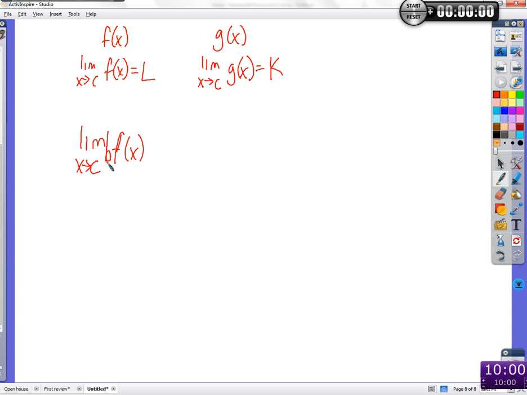Well, think about it: b is a constant. The only thing changing here is f of x, right? As we put in values that are closer to c, what does f get close to? L. It goes closer, closer, closer to L, right? And as that gets closer to L, you just multiply it by b. So that b has no effect on the limit itself. It's equal to b times the limit as x approaches c of f of x, which is just b times L.